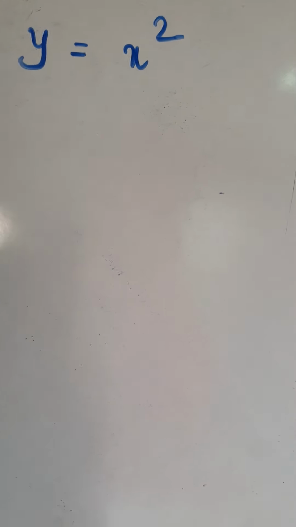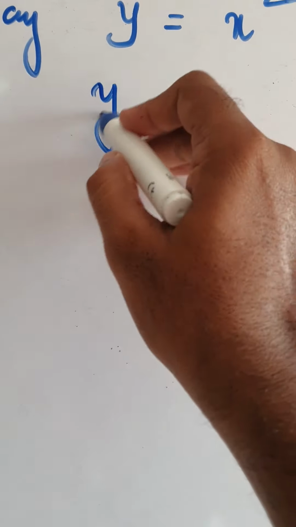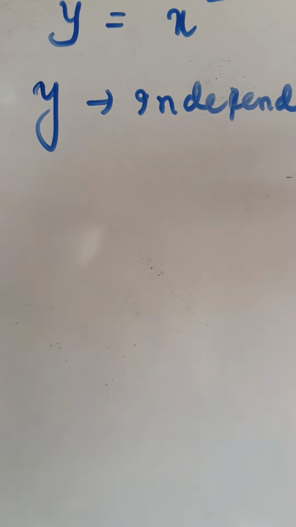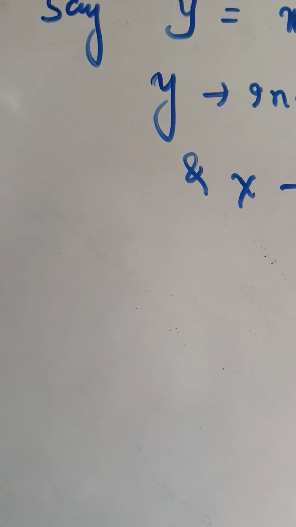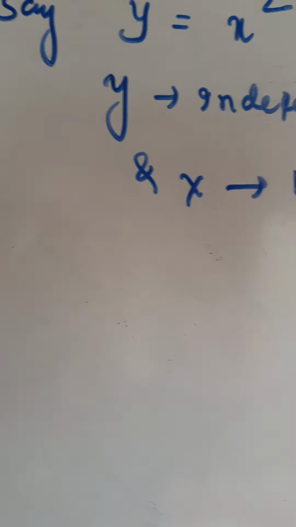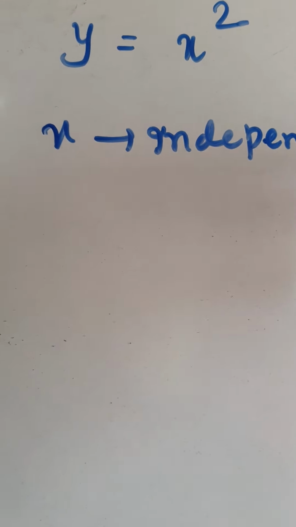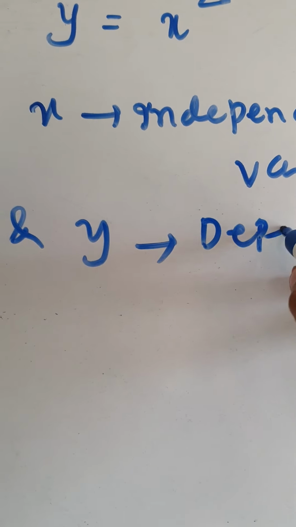Say y is equal to x square. Here y depends on x. Sorry, x is the independent variable, because y depends on x. x is an independent variable and y is the dependent variable.